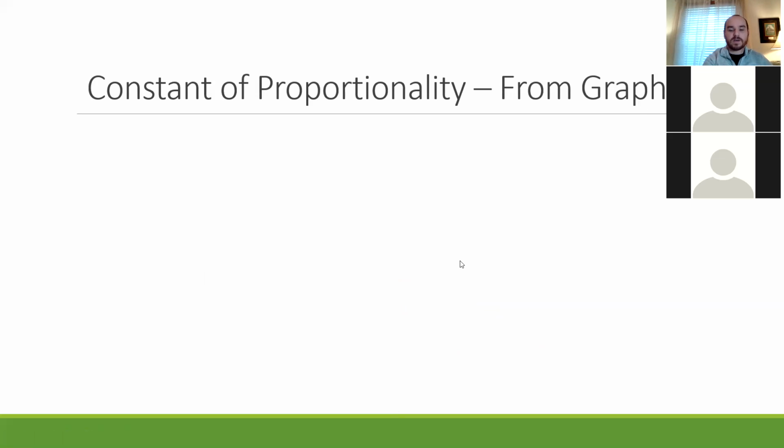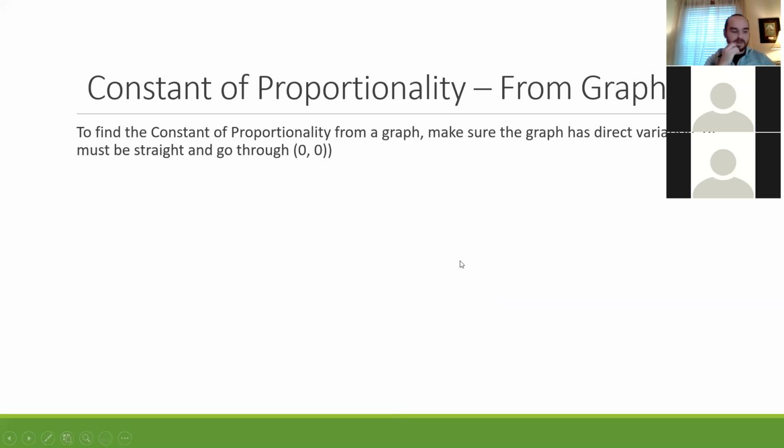Constant of proportionality from graphs. Now, remember the first problem back when we were taking notes, we had the ski trip to Mount Hood. We had a graph that looked like this. We could have calculated constants of proportionality for individual parts of this, from here to here, from here to here, and then from here down, but not for the whole thing. I'll show you why in just a second.